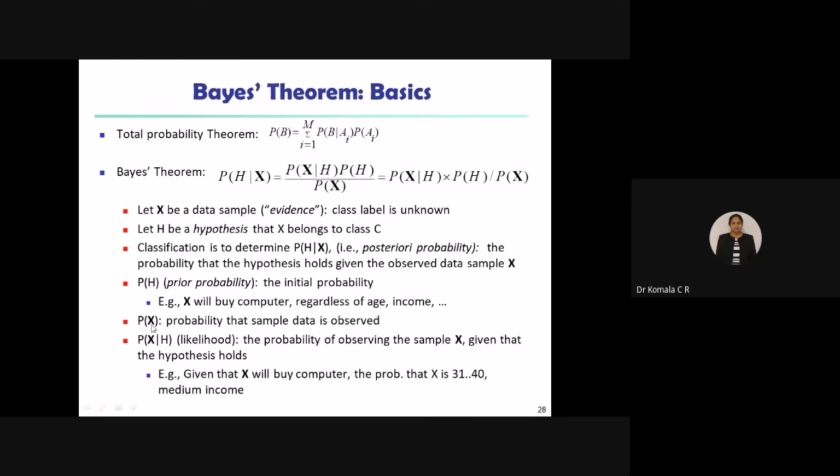Correct? So what is P of X? It is the probability that the sample data is observed, where X is the given sample data. And P of H given X is the posterior probability, defined as P of H with respect to X. In the same way, P of X given H is the probability of X with respect to H, the probability of observing the sample given that the hypothesis holds. Whereas P of H given X is the probability that the hypothesis holds given the observed data sample X. Same thing here, in place of H I am using X.